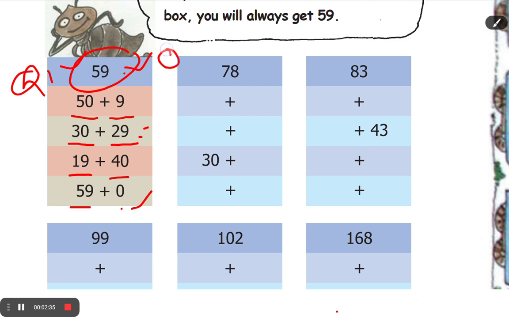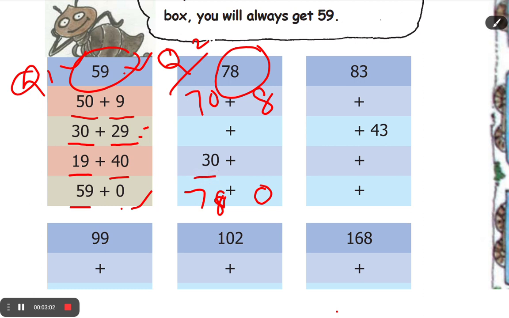Now question number 2. The number here is 78. So what is its expanded form? 70 plus 8. Okay, 70 plus 8 is 78. And last one more, what can we write? Simply 78 plus 0 is also 78. Okay, 2 finished.